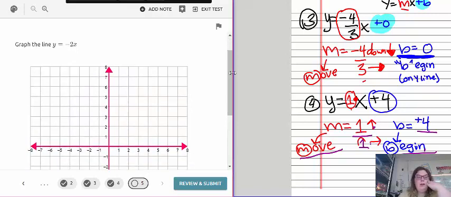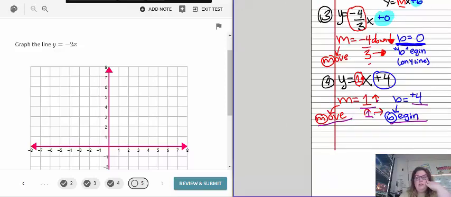Number 5 wants me to graph the line y equals negative 2x. Extend that a little bit. Okay. So number 5 says to graph y equals negative 2x. Okay, before I can graph it, I need to know what m is, because m tells me how to move on the graph from my beginning point. Speaking of beginning point, I also need to know what b is, because that tells me where to begin.